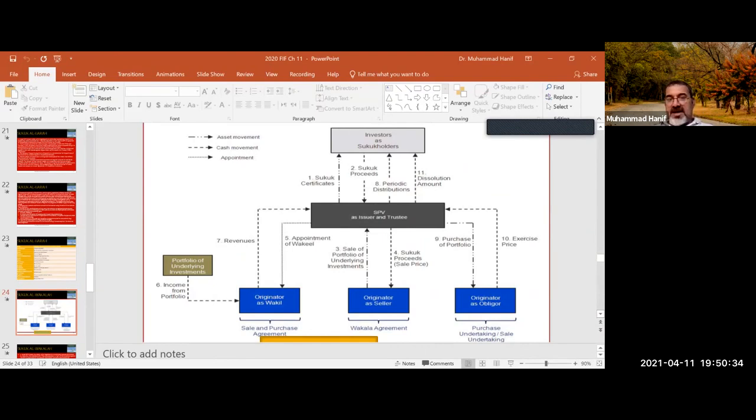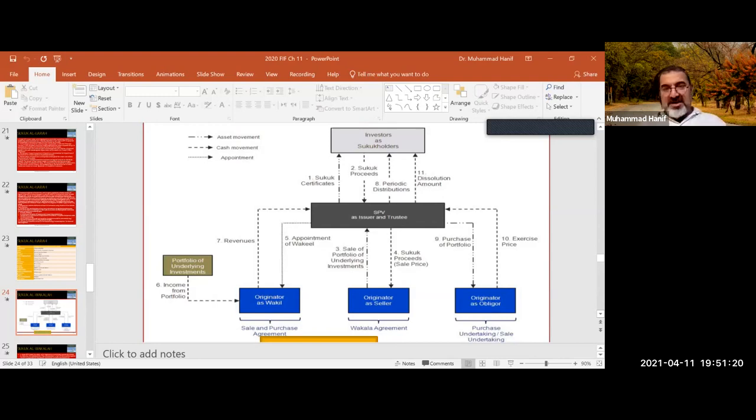Number 5, you appoint him as a wakil. And number 6, income from portfolio is generated. Number 7, after taking his fee, he is giving revenue to you. Number 8, you give to your investors periodic distribution. Number 9, he purchases back the portfolio of investments. And number 10, he pays the exercise price to you as an SPV, who is the trustee. And number 11, you distribute the dissolution amount to your investors.